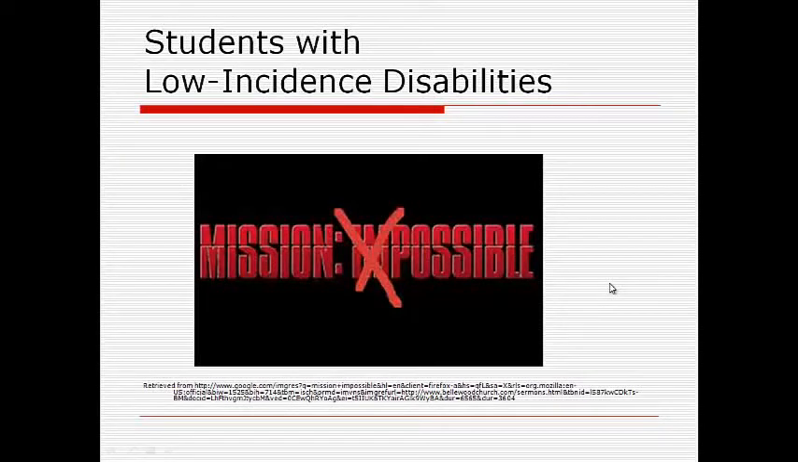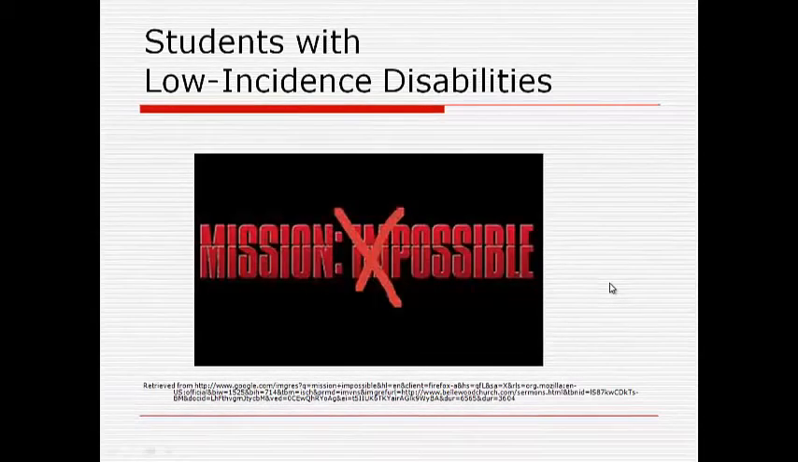Students with low incidence disabilities are found in a lot of classrooms, not all the time, but they are becoming more prevalent. It is not an impossible mission.